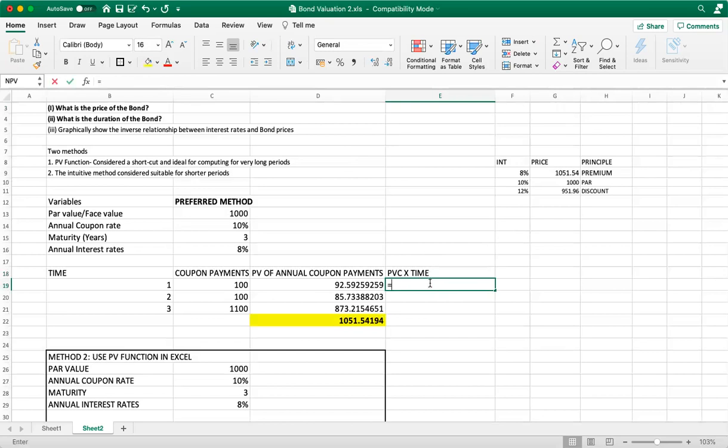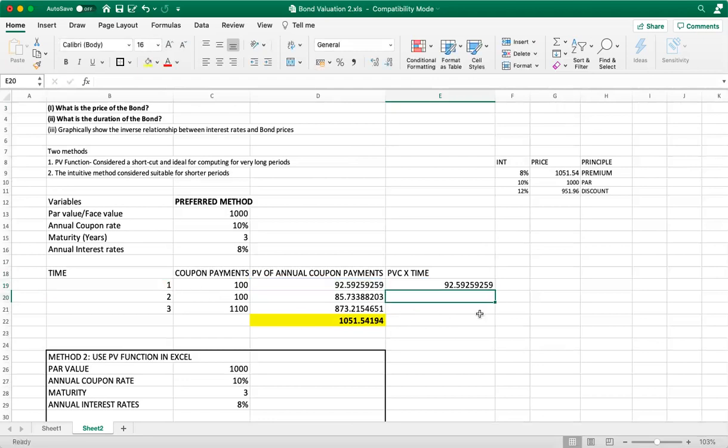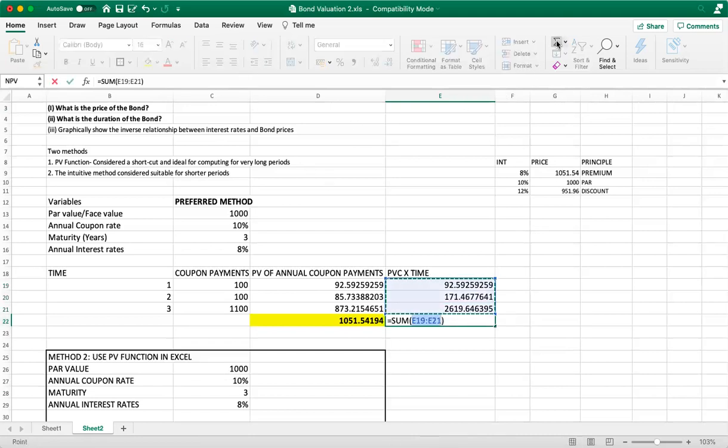So when we come to PVC, PVC is this figure, present value of the coupon payments. So you say equals, so present value of coupon payments multiplied by 1. That is the time for the first period. And then you copy this down to the third year and then sum. You can either use auto sum, yeah, or you type in equal sum and then you pick what you require. So that is the sum.